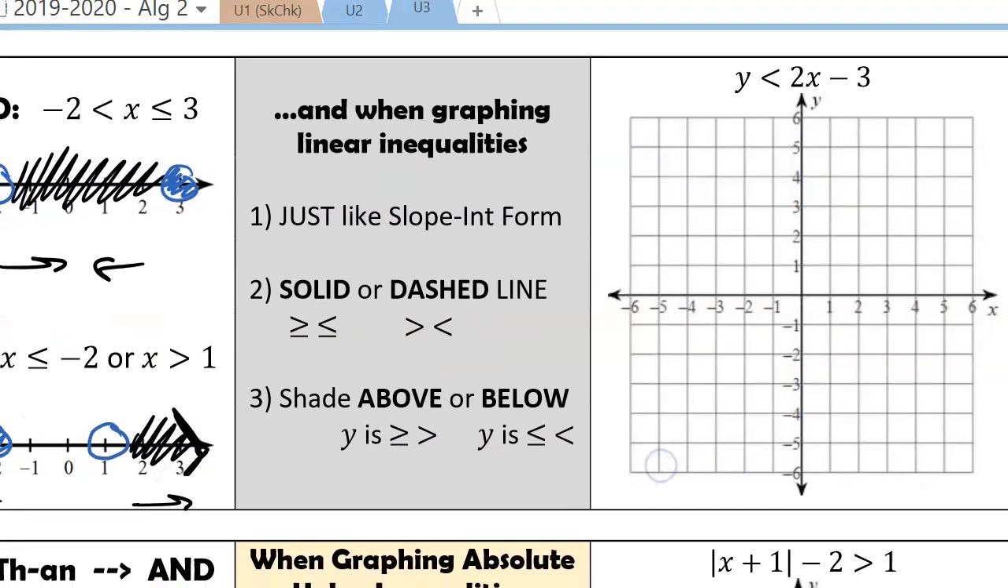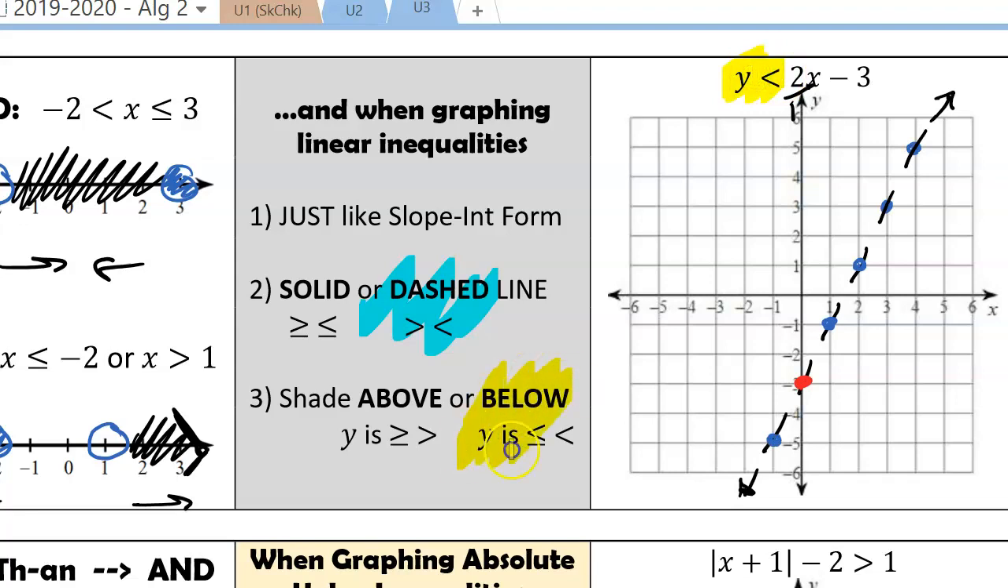Additionally, when we graphed linear inequalities, we again used solid and dotted lines, as well as shading above and below. So here, if I'm graphing y is less than 2x minus 3, we started out just graphing as if it was a line, starting at negative 3 on the y-intercept, up 2 over 1, up 2 over 1, up 2 over 1, for the slope. We're going to use the dashed line in this particular case. And since we have y is less than, we're going to be shading below the graph, where y is below the graph. And we get our linear inequality.